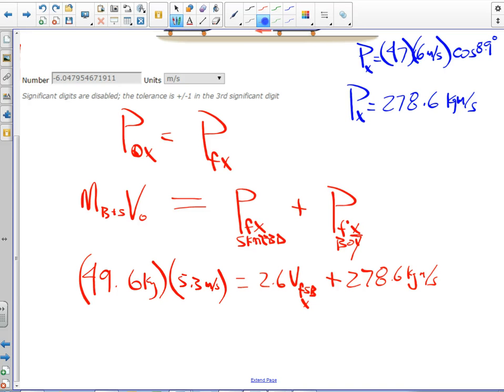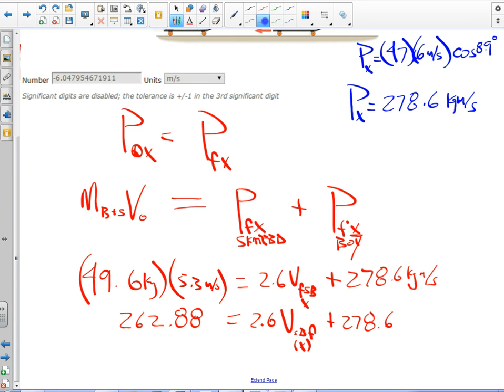So the only thing I'm looking for now is the final velocity of that skateboard. So let's see if all this works out. On the left, I have 49.6, their total mass, times 5.3. So I had an original momentum of 262.88 equals 2.6 times the velocity of the skateboard afterwards. Remember, it's all in the x. The skateboard only moves left and right. Plus the 278.6.